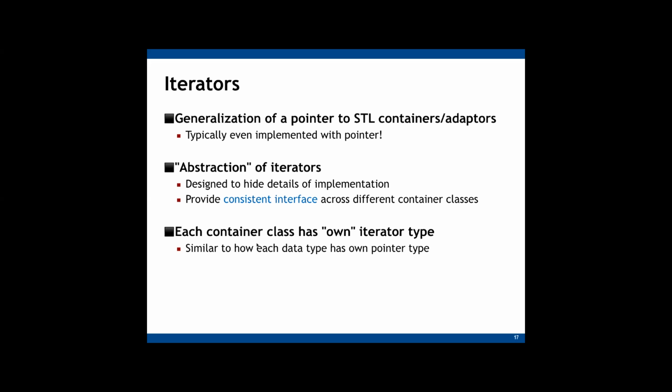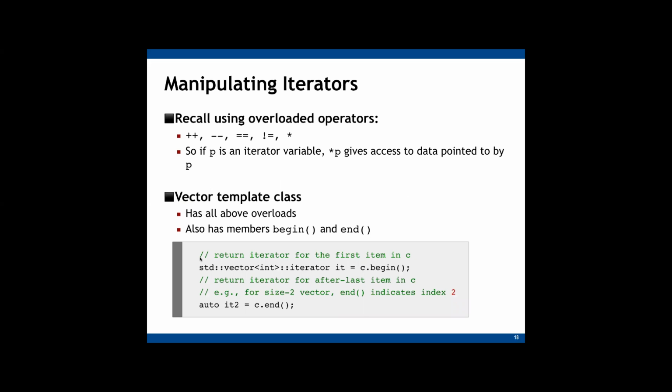And each container class has its own iterator type. But because iterator provides a consistent interface, like I said before, you can use similar syntax to access elements stored in the container classes using the iterator. Iterator is not a pointer, but it is okay for you to think of iterator as if it is a pointer.